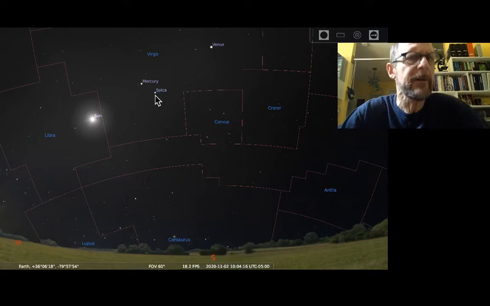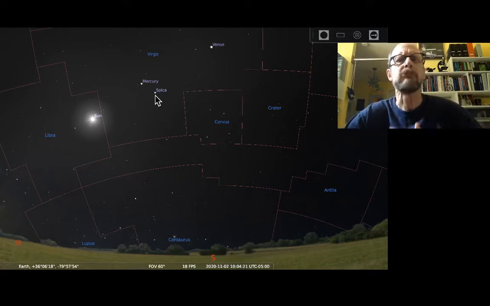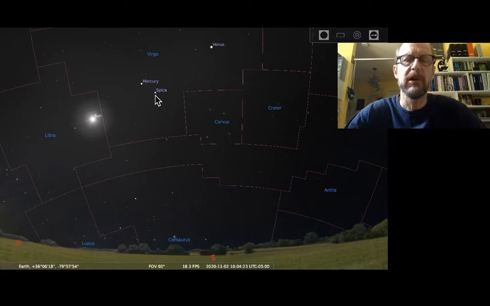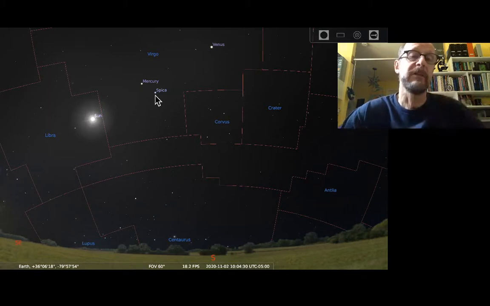But planets, on the other hand, are orbiting the sun. And so they do move relative to the background stars, relative to the constellations.